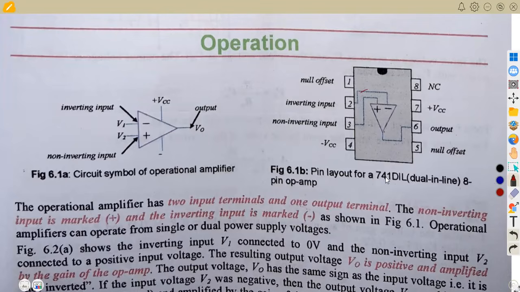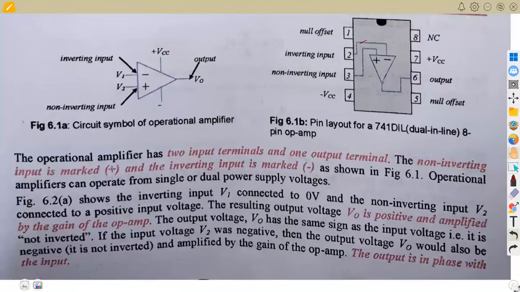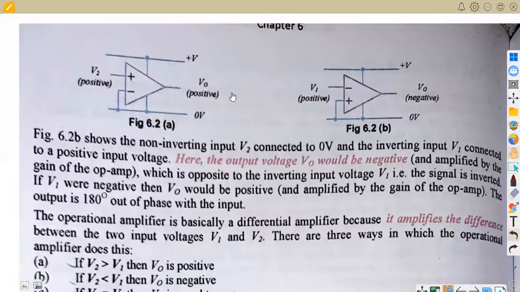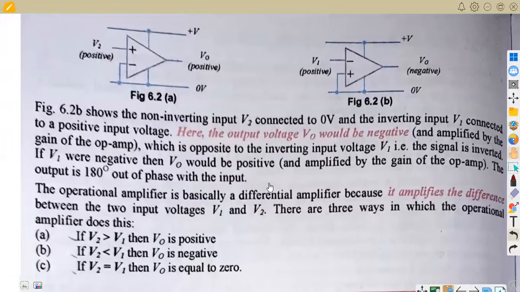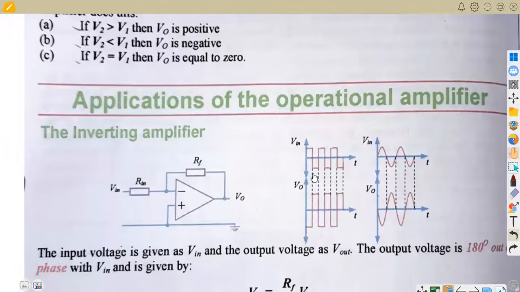So this is the pin layout of a dual inline 8-pin op amp. That is the application of these op amps. I just want you to go through and revise your theory part so that you understand each and every part of your op amp, because they might ask this theory part. Here we've got two considerations that we can have our op amp in terms of the diagrams.